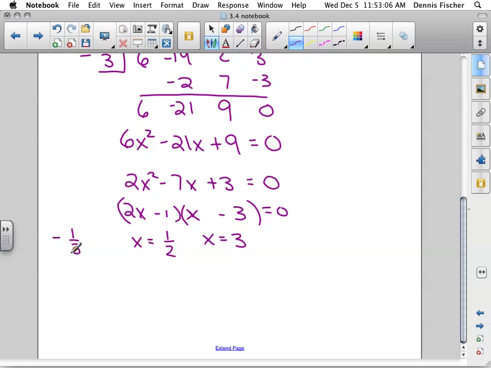Now, this is a little trick to look for. First thing I tried on this number, we tried 1/3, we'll come back to that. I tried a negative 1/3, right? It worked. But the other thing I want you to notice is the last terms here. My answer went like this, correct? 6, negative 21, 9, right?